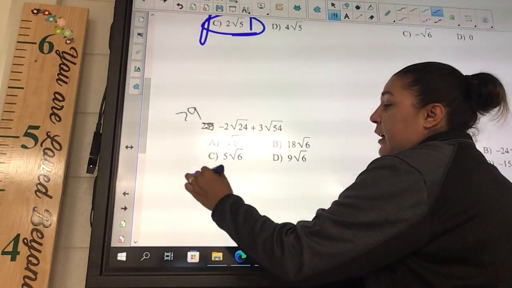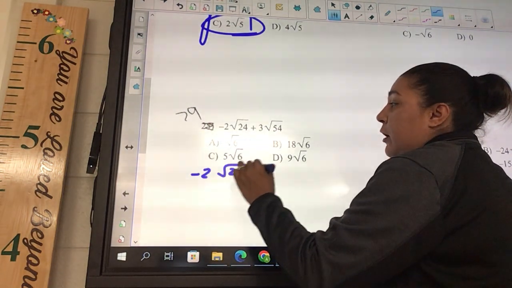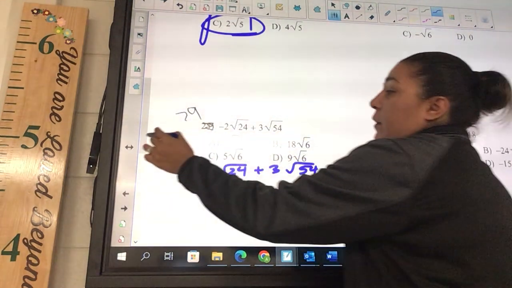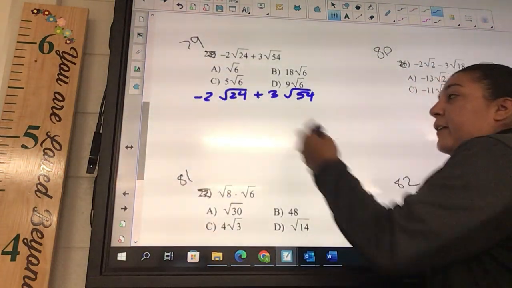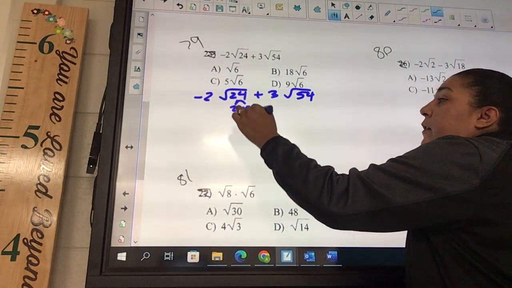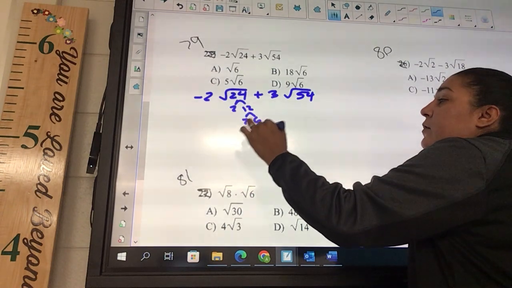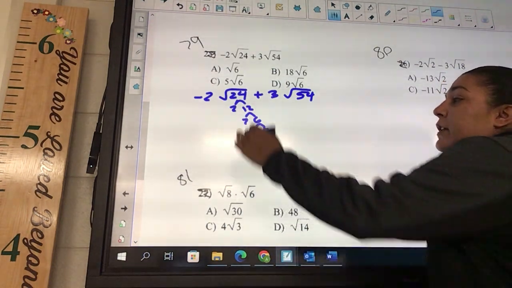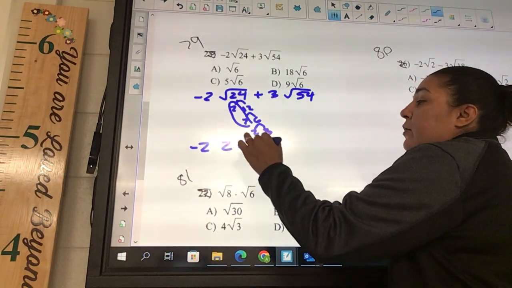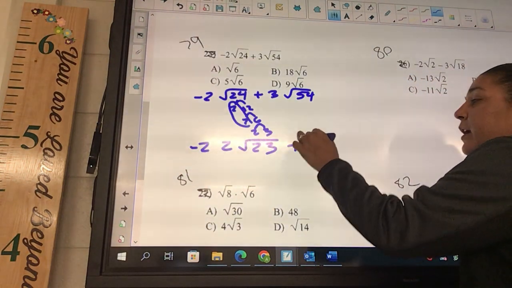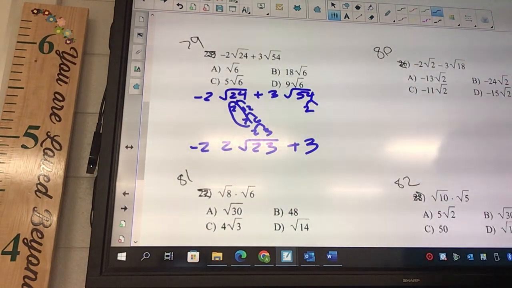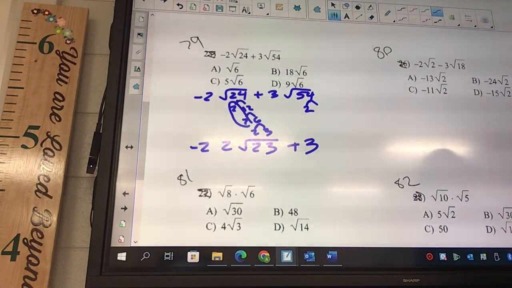Okay, for 79, we are going to have to do some work. So we got to factor both of these to get the same inside. So we got 2 times 12, 2 times 6, 2 times 3. Okay, so these group of 2s can go. So I'm going to have 2 and a 2 and a 3 got to go back on the inside. Plus, and then the 54 is going to be 2 and 27? Right, 27.